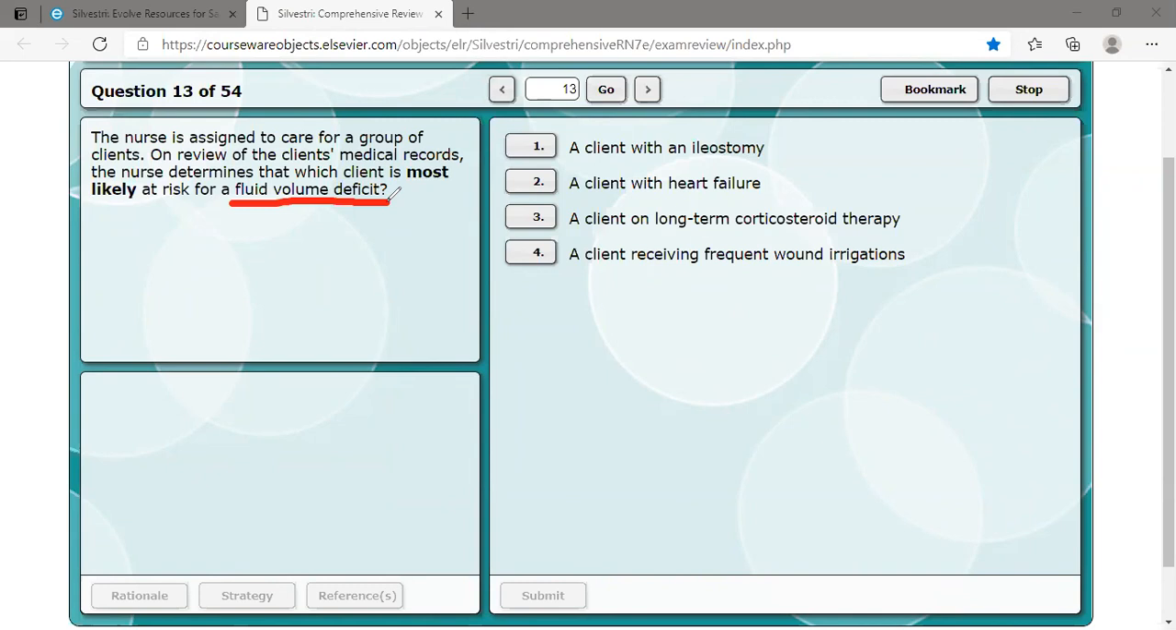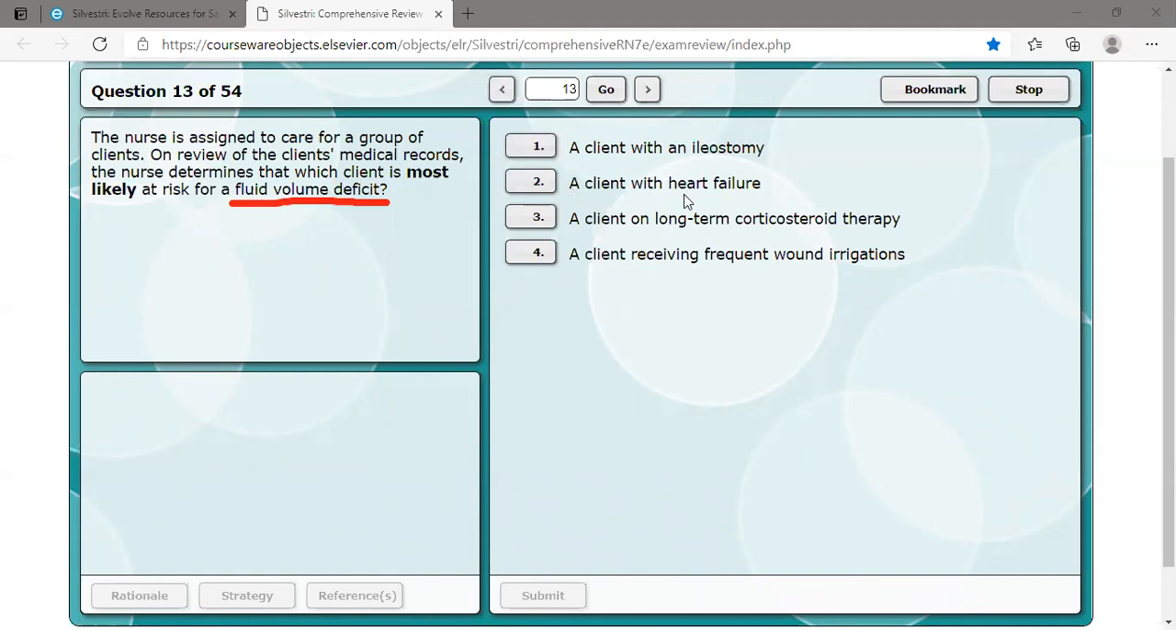So first of all, a client with an ileostomy. So GIT fluid loss, like nausea, vomiting or diarrhea. The same with an ileostomy, which is one way of fluid loss.